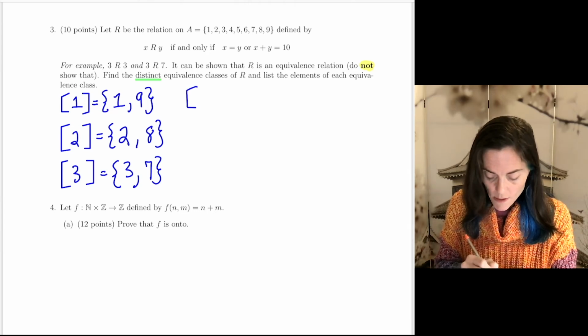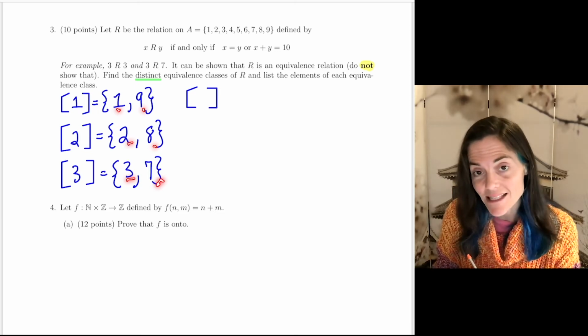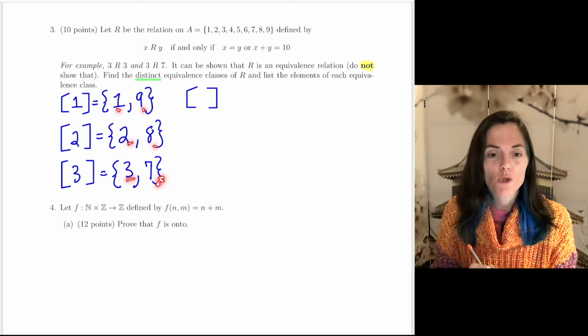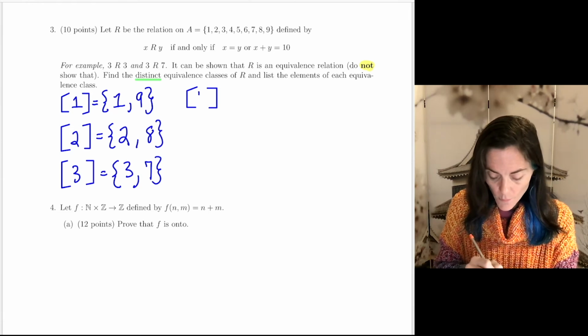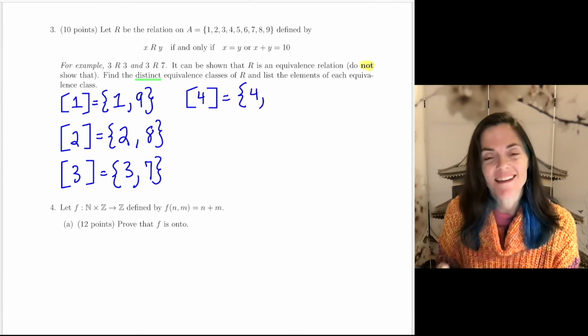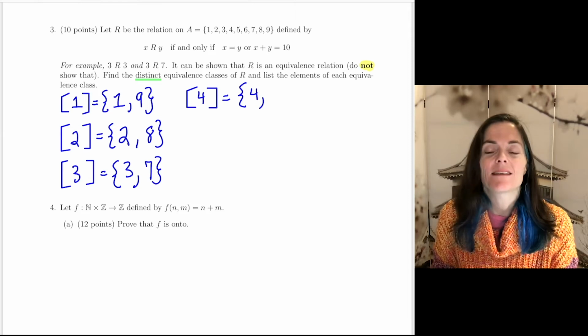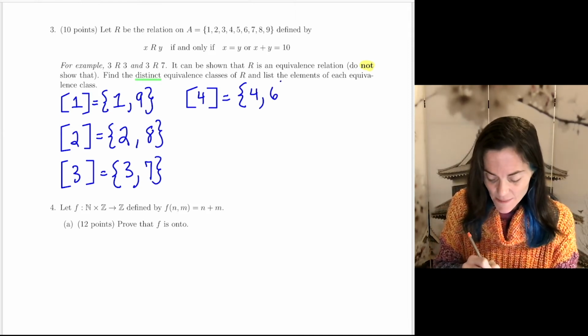I need the next one. I pick an element. I would not pick 1, 9, 2, 8, 3, or 7. I already have their classes written down. So pick some other element of A. I can pick 4, for example. We will find the class of 4. Contains 4 without a doubt. Then we need the element such that when you add it to 4, you get 10. And this is element 6.